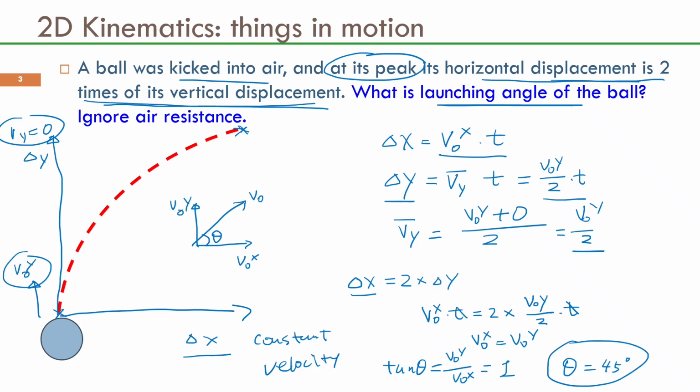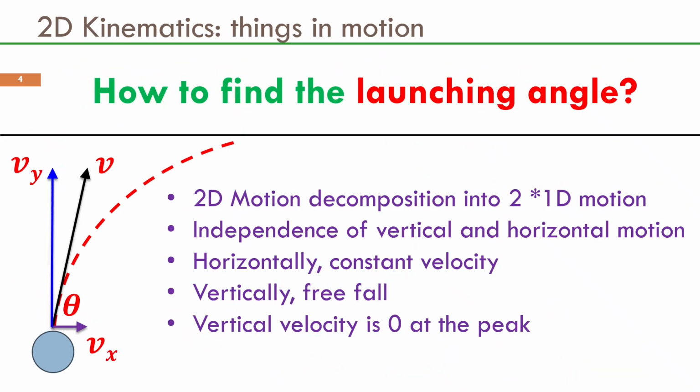Alright, so let's summarize what we have discussed today. The key thing is that 2D projectile motion can be decomposed into a vertical motion and a horizontal motion, and both of them are 1D kinematics. Along the horizontal direction, you have constant velocity. Along the vertical direction, you have constant acceleration, basically a free fall situation. And don't forget, your vertical velocity is always 0 at the peak. That's the key thing we have discussed today.